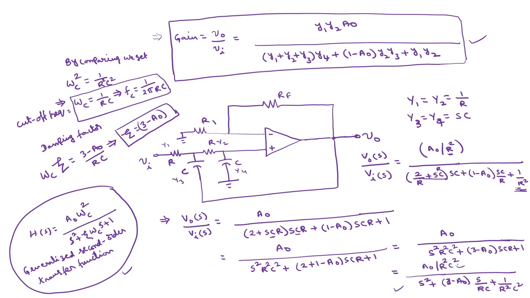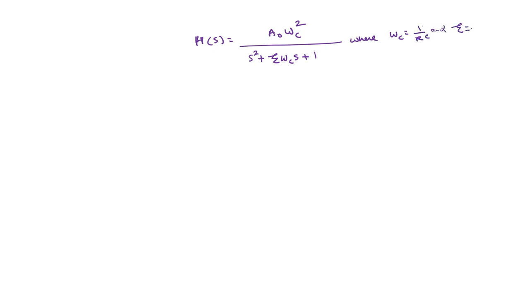And this numerator, this is A0 omega C square, which is 1 by R square C square. So this is the second order system with the standard expression H of s as A0 omega C square divided by s square plus zeta omega C s plus 1, where for the given circuit omega C is 1 by RC and the damping factor zeta is equal to 3 minus A0, where A0 is 1 plus Rf by R1.